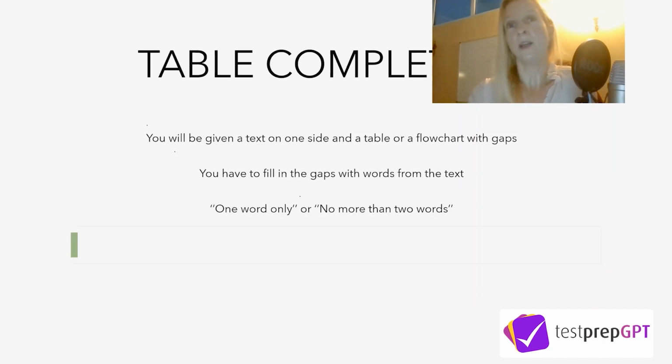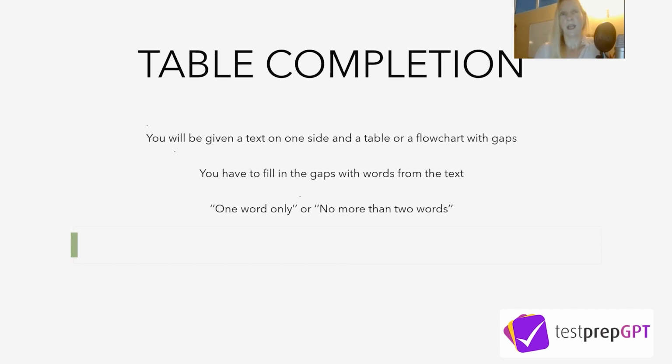So basically what you will see in the actual exam is a passage on your screen, either on the right or the left, and a table on the other side of the screen. You'll be given instructions to fill the gaps in the table, like write one word only or write two words only, and you have to follow those instructions so that you are marked correctly in the exam.